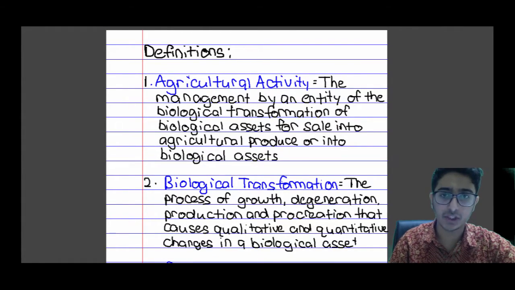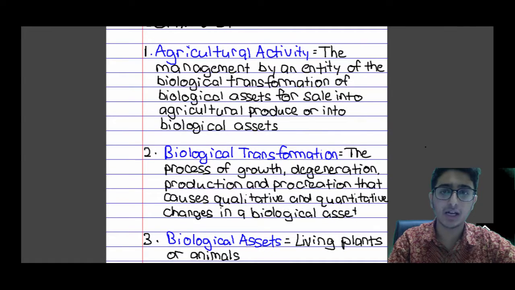Biological transformation is the process of growth, degeneration, production, and procreation that causes qualitative and quantitative changes in a biological asset. Now, you might be wondering first, what is a biological asset? Biological assets are simply living plants or animals.